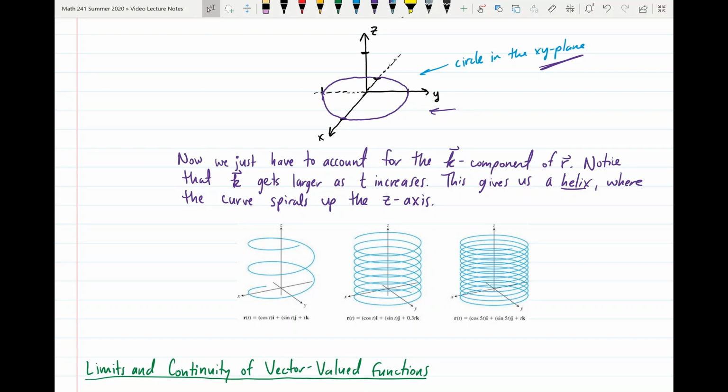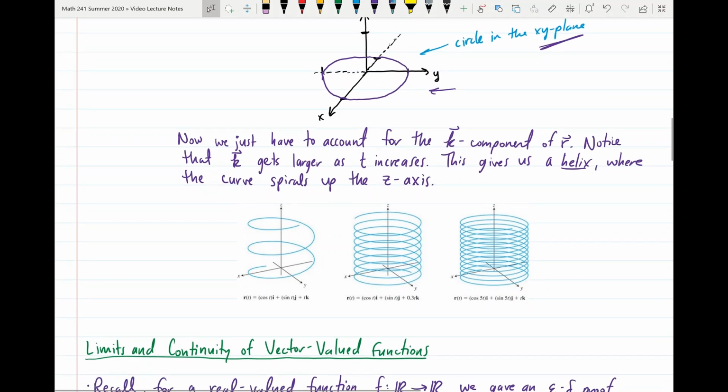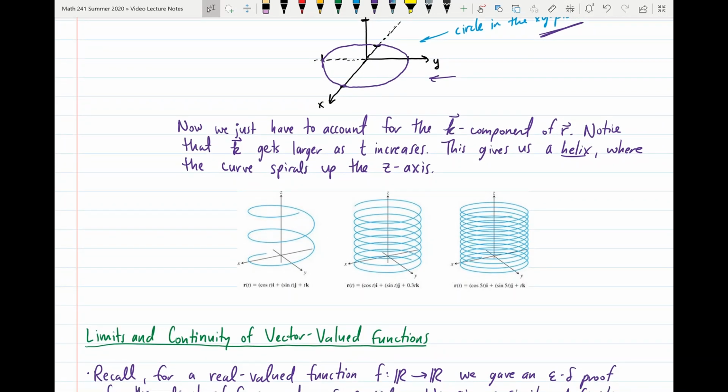So we know that if you consider yourself looking down from the z-axis, then all you would see is a circle for our function. Because if you get rid of the k component, you're just looking at the i and j component, we have a circle. But now, when you add in the k component, our function is going to keep getting higher and higher and higher up the z-axis. And so our function is going to look like this helix here. That's given in the first picture.